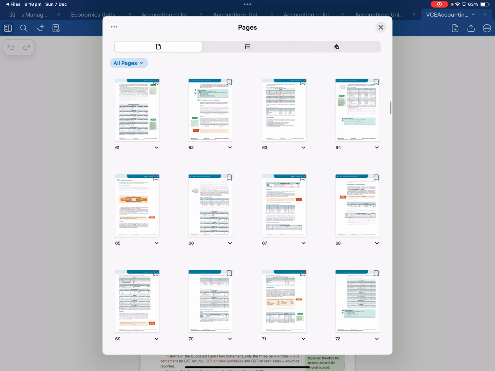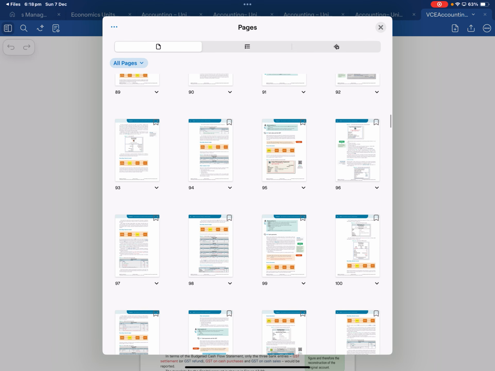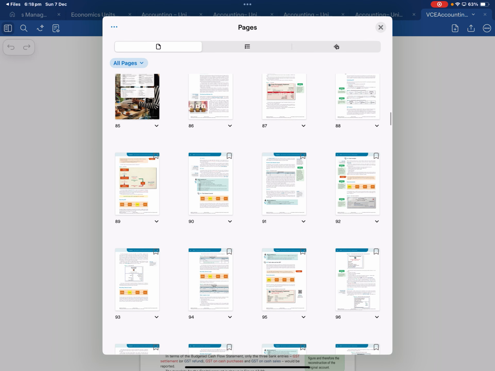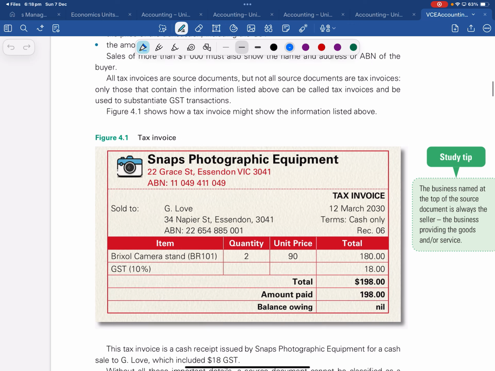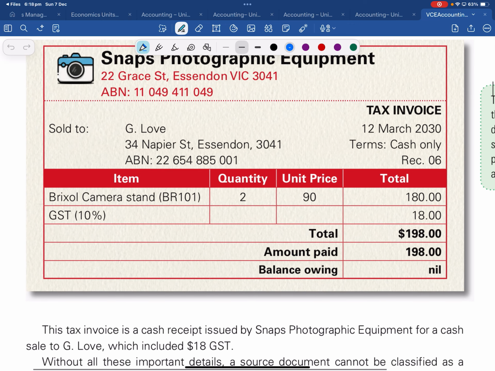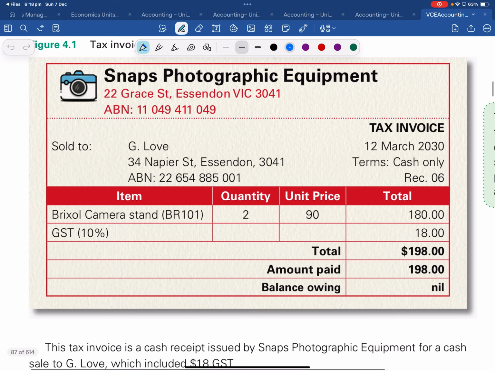Chapter 17. Wait, are we going in the order we started? Okay. What is this source document?